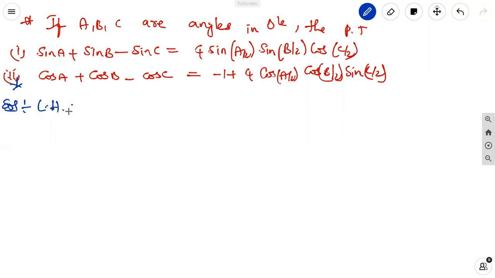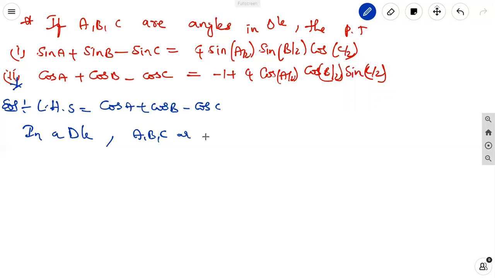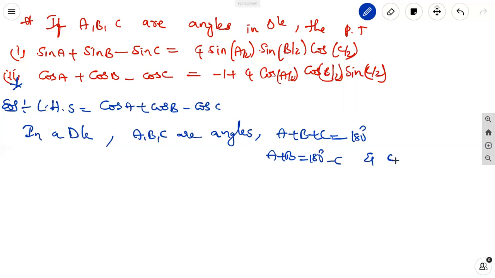Taking the LHS, it is cos A plus cos B minus cos C. Before this, in a triangle, A, B and C are angles. We know that the sum of the angles is equal to 180 degrees. From this, A plus B is equal to 180 degrees minus C, and also C is equal to 180 degrees minus of A plus B.